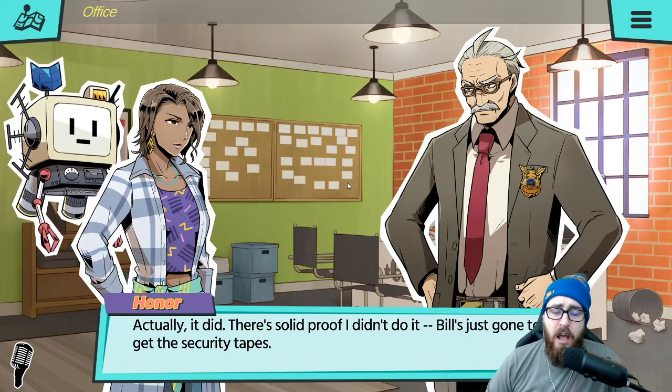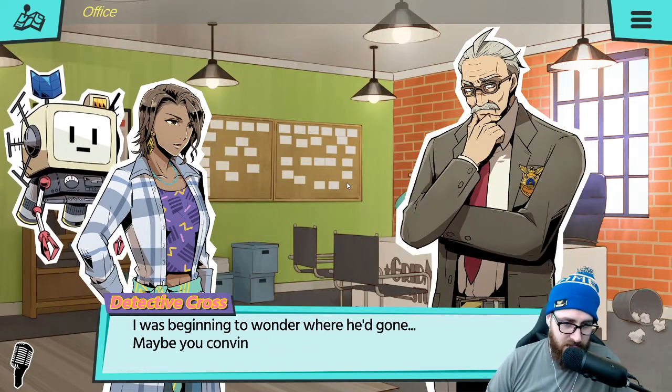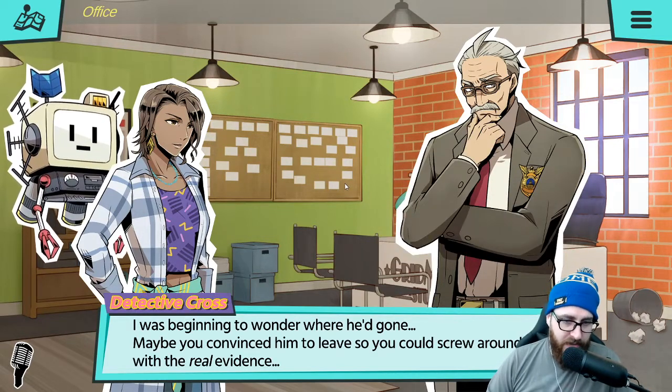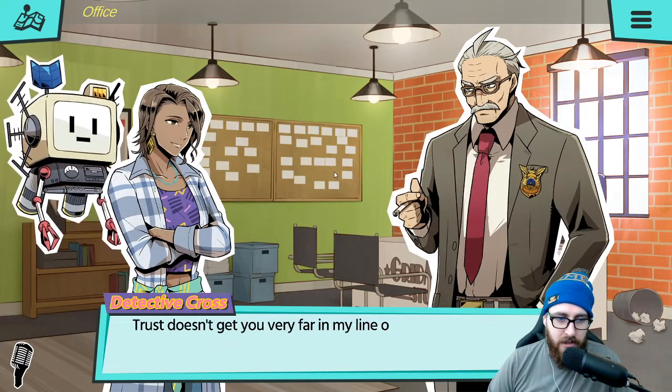And you thought breaking into the crime scene was going to help your case? Actually, it did. There's solid proof I didn't do it. Bill's just gone to get the security tapes. I was beginning to wonder where he'd gone. Maybe you convinced him to leave so you could screw around with the real evidence. You'll see once he gets back. You just have to trust me.